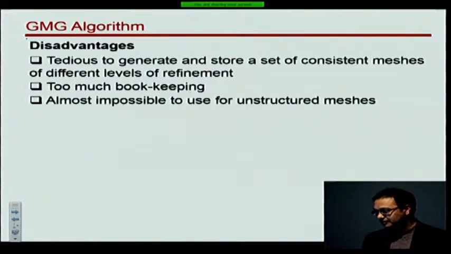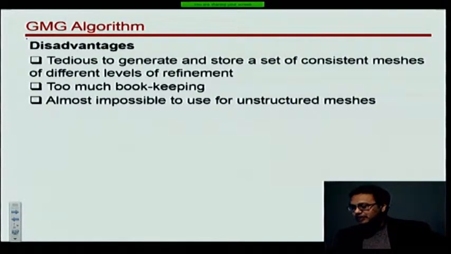Of course, we found that it is a powerful method. As I said in the last class, it's the only order n method that's out there, which means that it scales linearly with the number of equations. So that's really a big advantage, but there are some disadvantages.